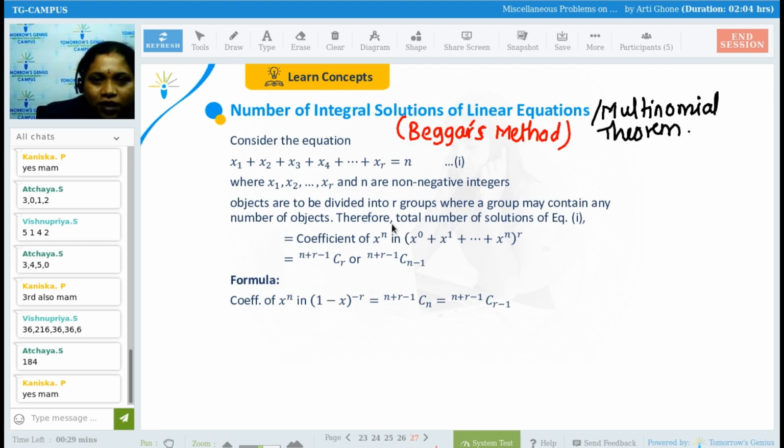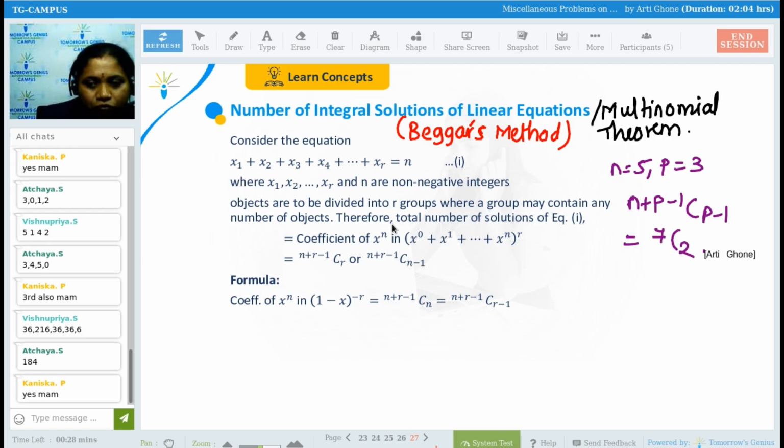What is the method of solving? Anyone, the Beggars method of solving? 5 coins distributed to 3 beggars. So what is the answer? N plus P minus 1 C P minus 1. So it is simply 5 plus 3, 8 minus 1, that is 7C2 will be the answer. Clear? Solving is the next part, but this will be the answer. Clear? Because this is the Beggars method. Either the first one gets 0, the second one gets 0, and all 5 will be distributed to the third one. Okay? So this is the Beggars method.